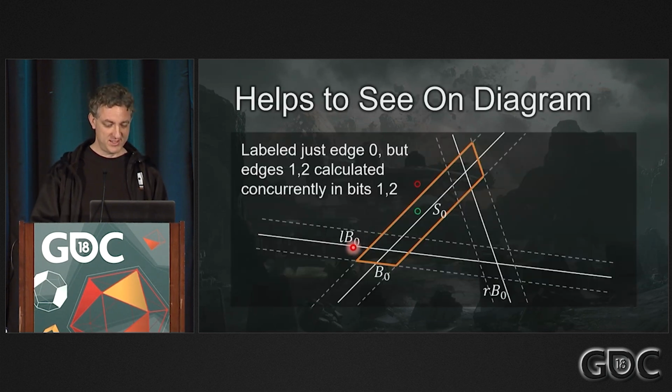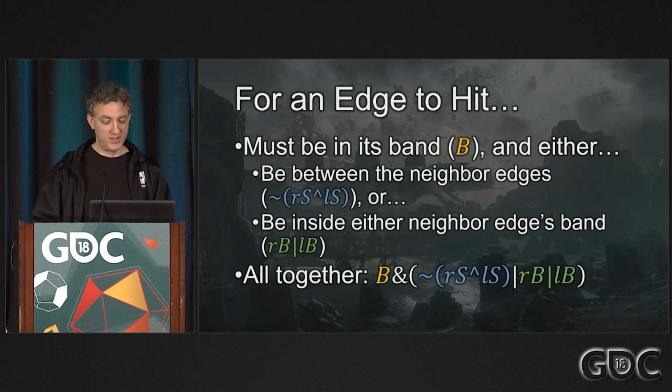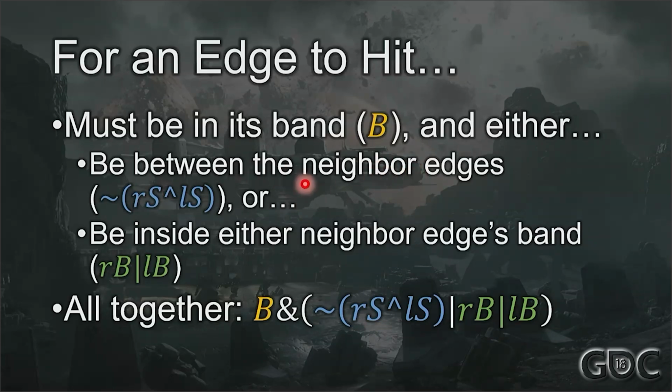And so here's kind of a sketch showing here's the band we're interested in. Here's left, here's right. The sign bit says which side of this edge. And I've just shown bit 0, but we have it rotated for bits 1 and 2 also. And we calculate all at once. So for an edge to hit, you need to be in its band and either between its neighbor edges, which is this test, or inside the neighbor's band, which is that test. So it's just this bit math.